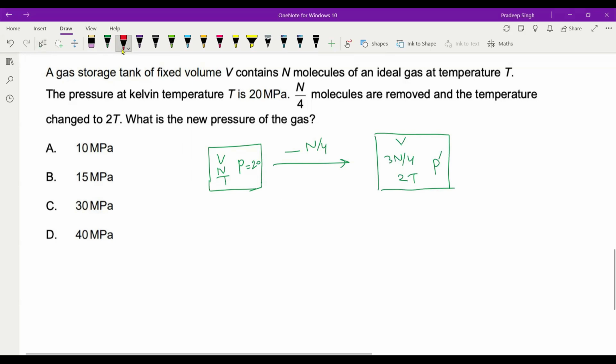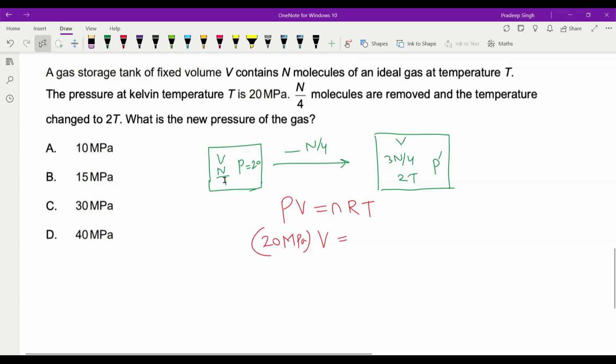So all we need to do is just apply the equation PV equals nRT two times, for case 1 on the left and case 2 on the right hand side. So initially the pressure is 20 megapascals. Let's write 20 MPa. Volume is V. n is the number of moles, which has not been given to us explicitly in the question. So how do we find it?